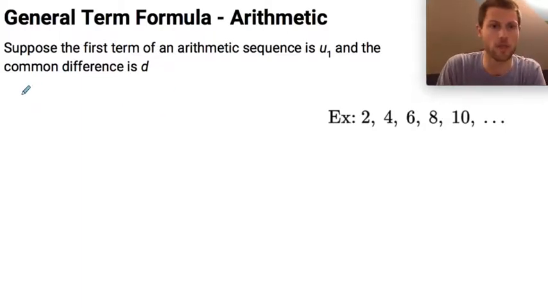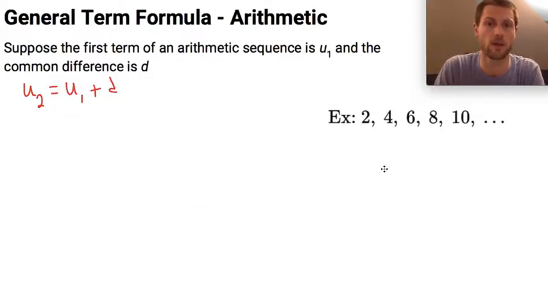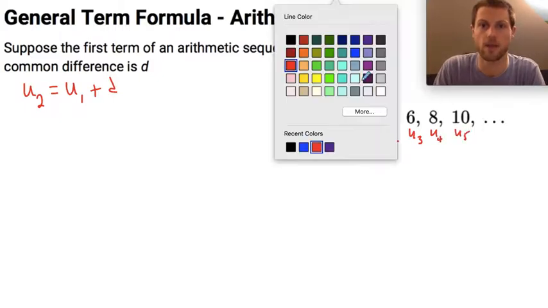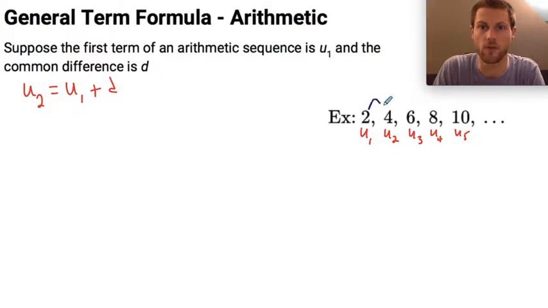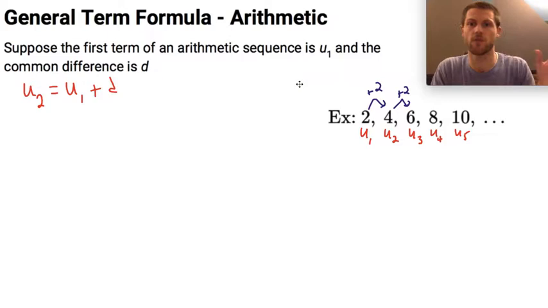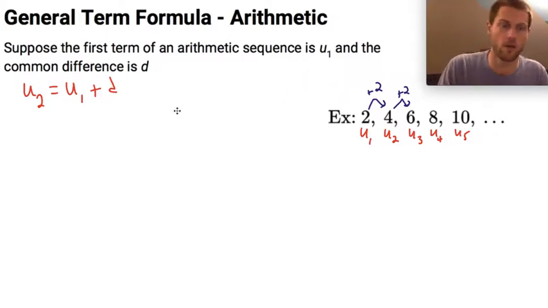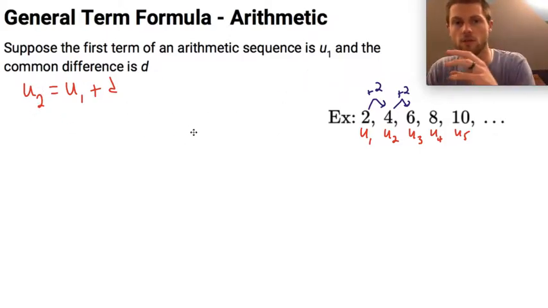So what we could say is, well, u sub 2 must equal whatever the first term is plus whatever that common difference is. And over here I just have a numerical example in case we get too bogged down with the algebra. In this case, my u sub 1 would be 2, u sub 2 would be 4, u sub 3 would be 6, u sub 4 would be 8, u sub 5 would be 10. And in this example, I have a common difference of 2, I'm adding 2 between each term. So keep that in mind if you need to parlay between the algebraic piece and the numerical piece.